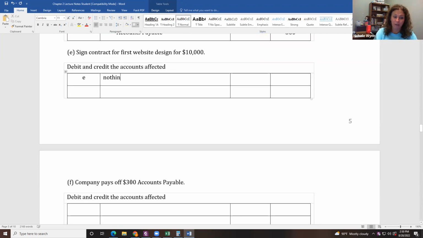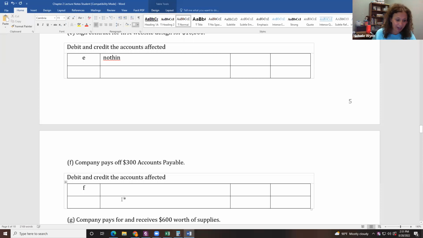Letter F, pay off the accounts payable. So when you pay off the accounts payable, you are going to pay cash and remove the accounts payable. So since you're paying cash on the second row, it's 300.